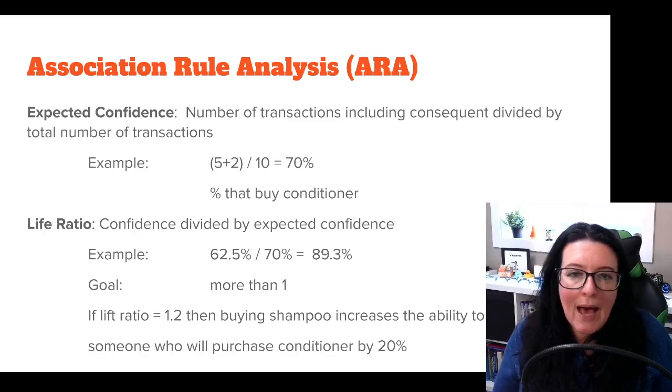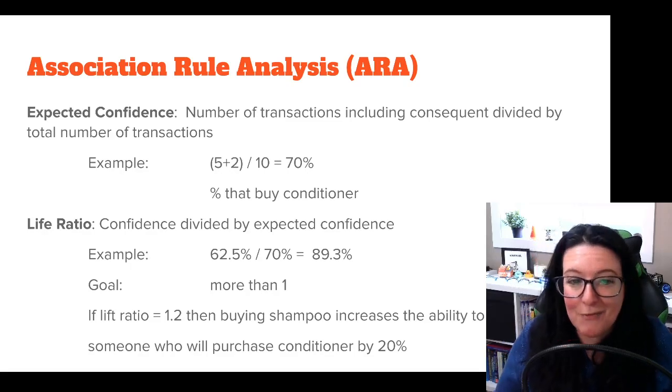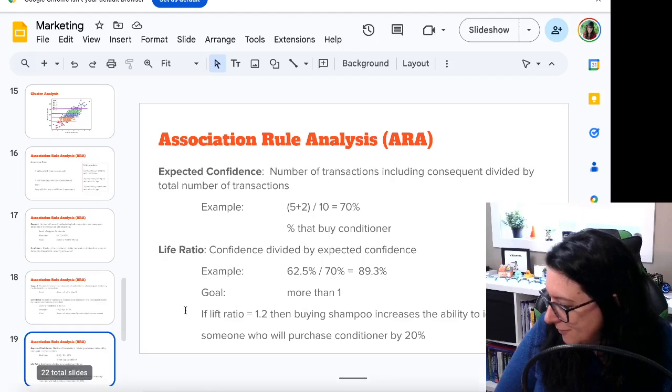Now, when we come to analyze our association rule, we use what is called, that should say lift ratio, not life ratio.